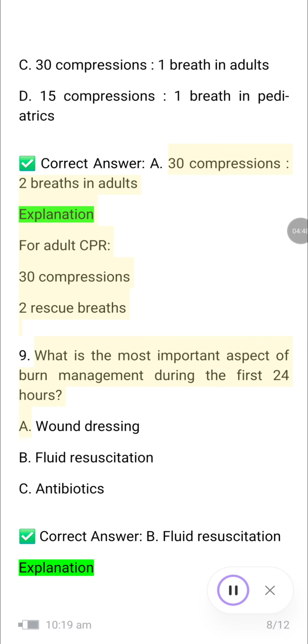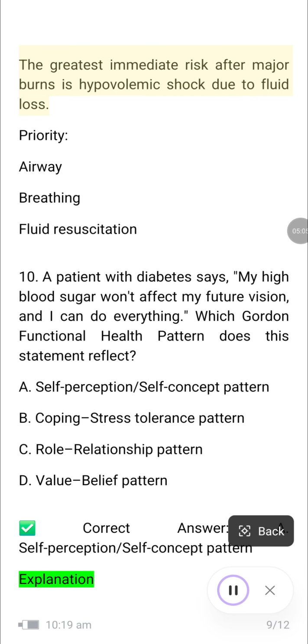What is the most important aspect of burn management during the first 24 hours? A. Wound dressing. B. Fluid resuscitation. C. Antibiotics. Check mark correct answer. B. Fluid resuscitation. Explanation. The greatest immediate risk after major burns is hypovolemic shock due to fluid loss. Priority: airway, breathing, fluid resuscitation.